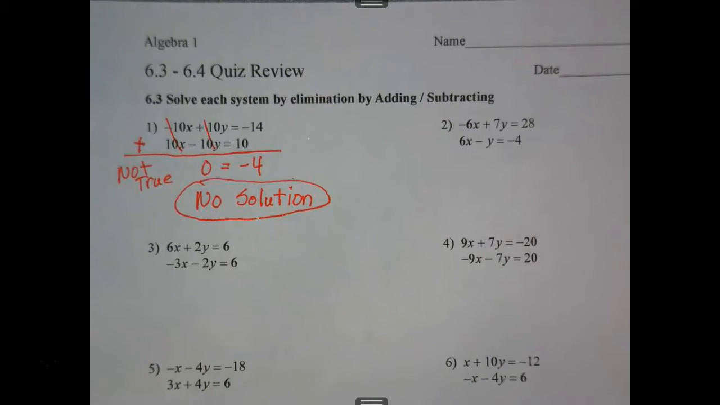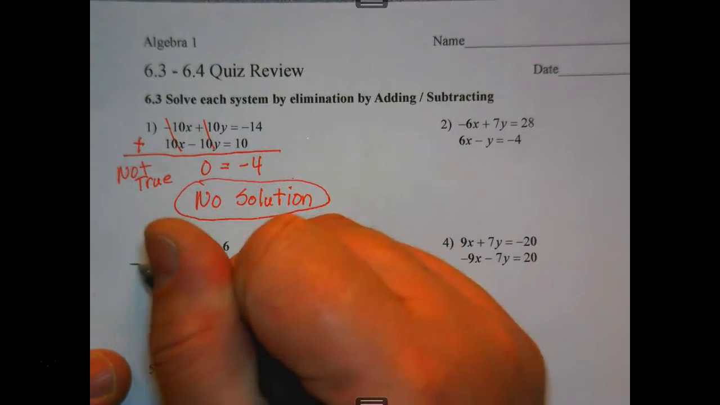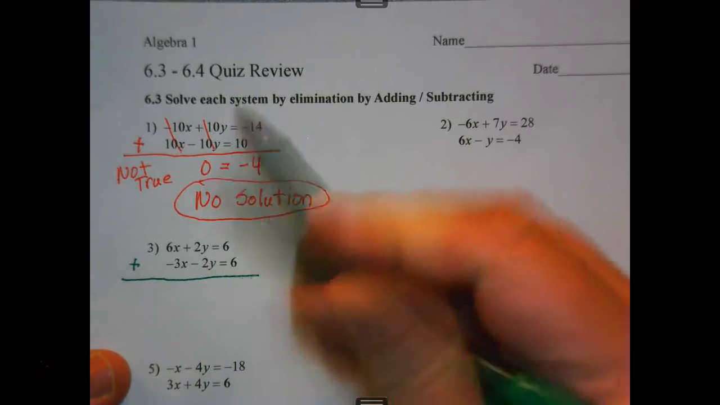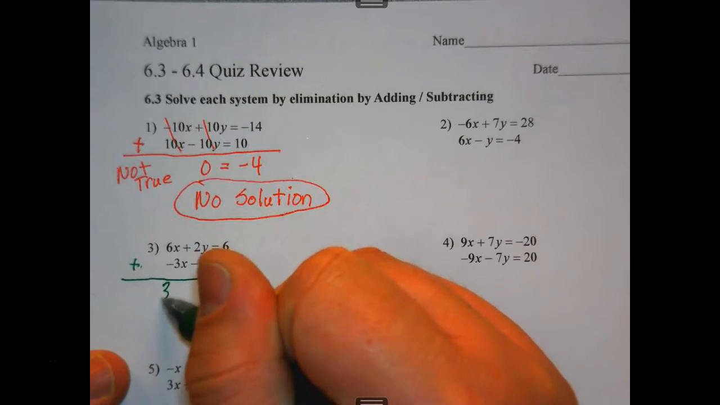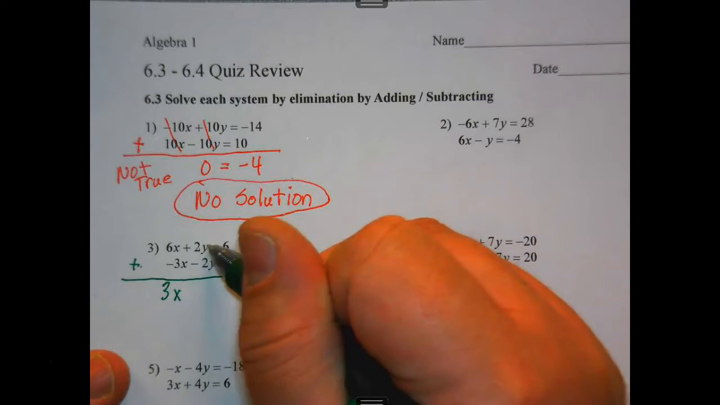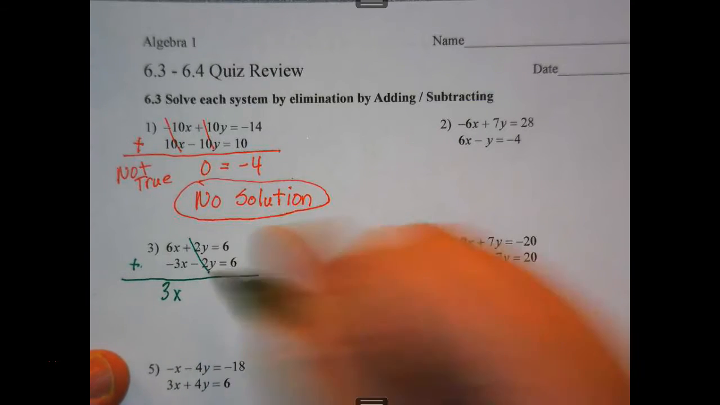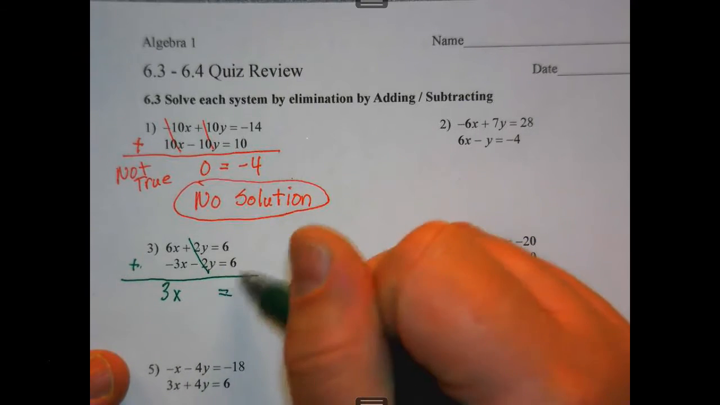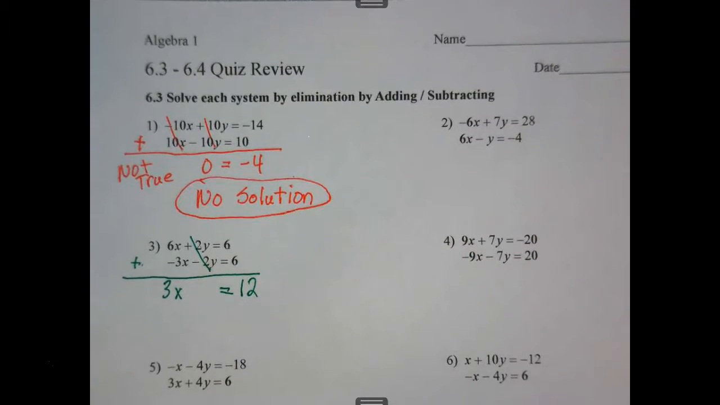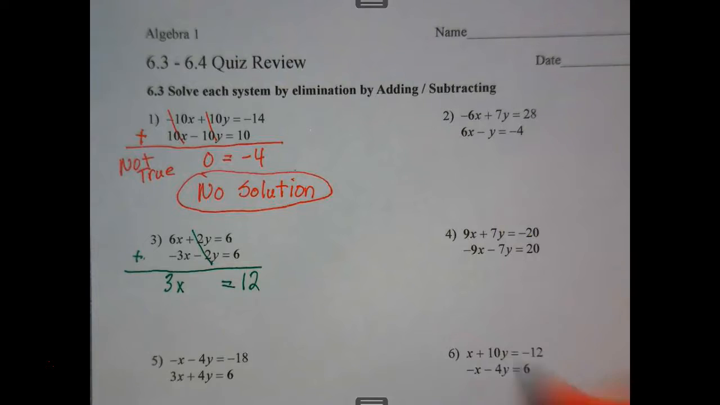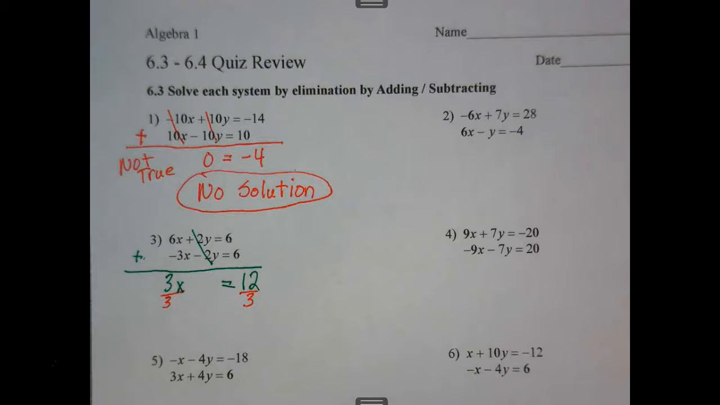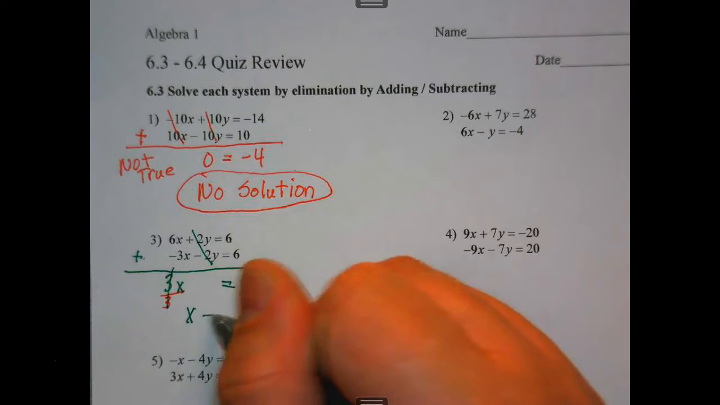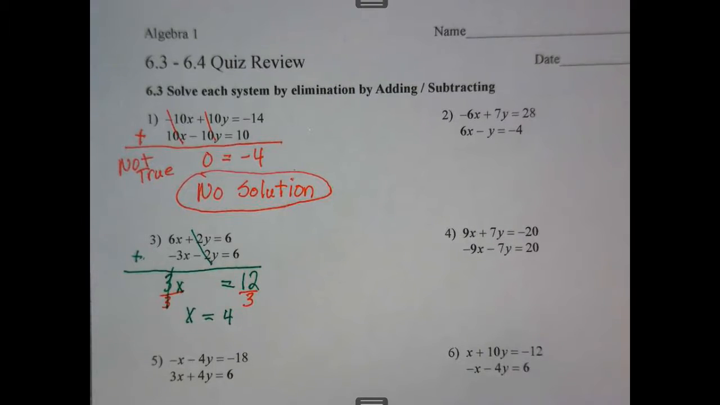Okay, number 3. Add the two equations together. 6x plus negative 3x gives me 3x. Positive 2y plus negative 2y is my 0. They eliminate. 6 plus 6 is 12. Divide both sides by the coefficient 3, and x equals 4. Now I have to pick one and solve for y.